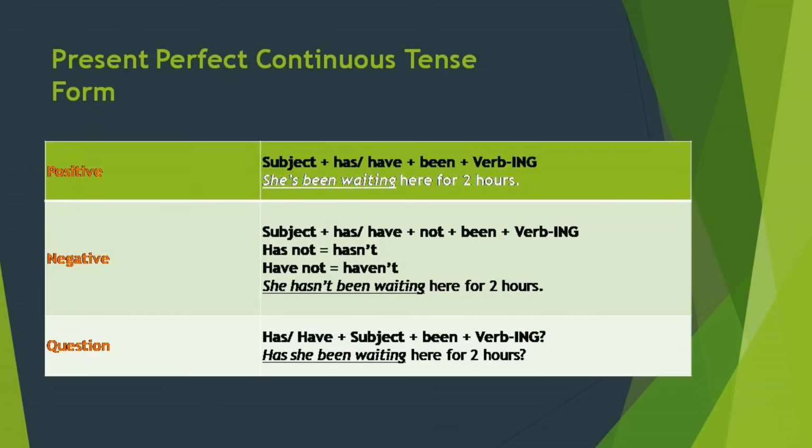The last one is present perfect continuous tense. It's almost like present perfect tense. There is a simple difference. After has or have, we have to bring a been, and instead of the verb's past participle form, we have to put verb plus ing. That's all.